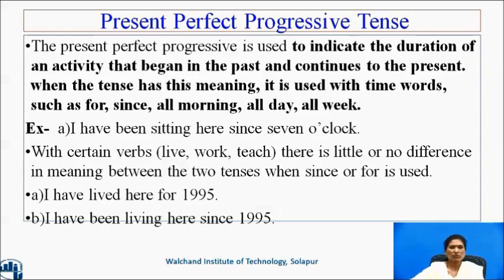We use the present perfect progressive tense to indicate the duration of an activity that began in the past and continues to the present. When the tense has this meaning, it is used with time words such as for, since, all morning, all day, all week. For example, I have been sitting here since 7 o'clock. With certain verbs, live, work, teach, there is little or no difference in meaning between the two tenses when since or for is used. I have lived here for 10 years, whereas when we use since, I have been living here since 1995.